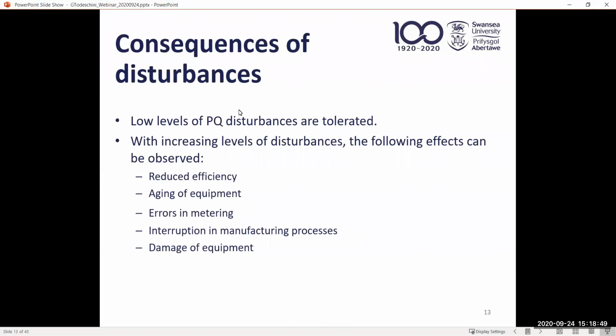So why do we worry about this? What are the consequences of disturbances? Well, in general, low levels of disturbances don't create issues and they're well tolerated. With increasing levels of disturbances, we can have various detrimental effects. Some of these effects are not visible or obvious, for example, reduced efficiency, aging of equipment, errors in metering. So they may last for some time before you find out there is a problem. Other more severe effects could be interruption in manufacturing processing. For example, if a protection trips and the plant is taken out of service, or even worse, if the protection doesn't trip, the equipment may be damaged.